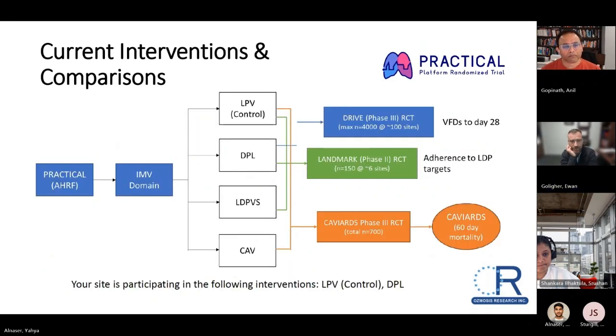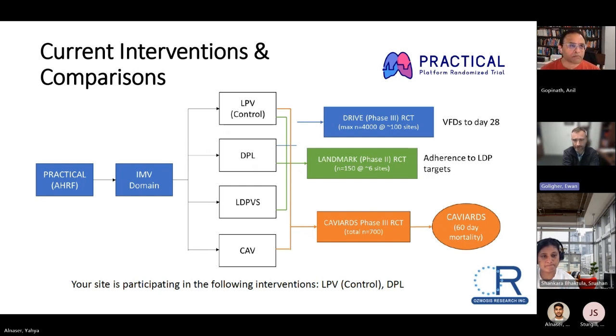Next slide. So this is the current structure of the domain. We have 4 arms. So patients who are eligible for the platform and then meet eligibility criteria for IMV, which we'll talk about in a moment, can be randomized to any of these arms, depending on what site they're at. So some sites are enrolling patients to all 4 arms, some to just 3, and most to just the first 2 arms, the LPV or lung protective ventilation, which is the control group, and then DPL or driving pressure limited ventilation. And those are the 2 arms that your center will be enrolling into.